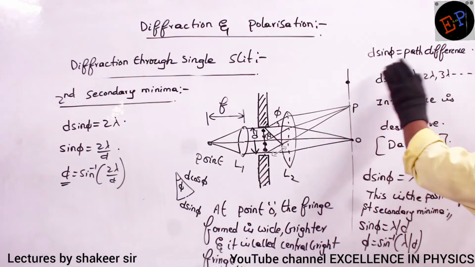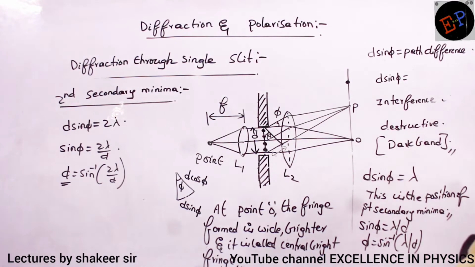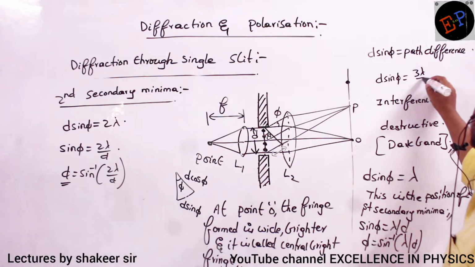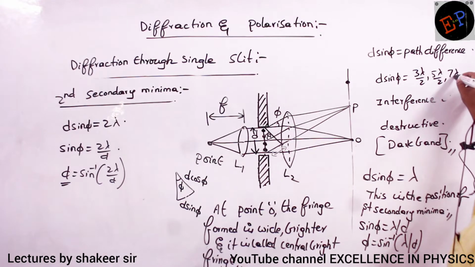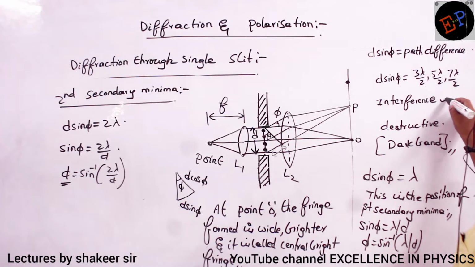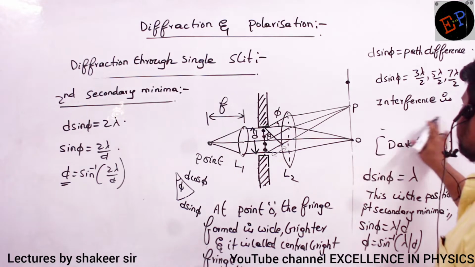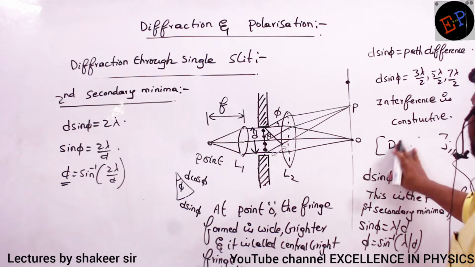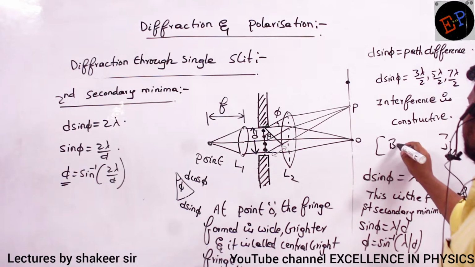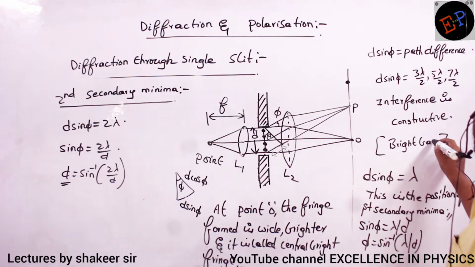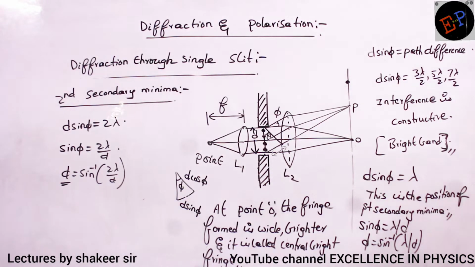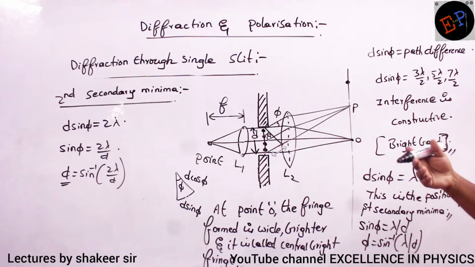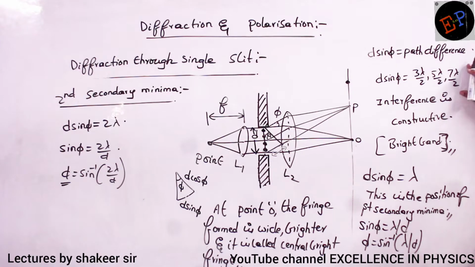Now see, when d sin phi is equal to lambda plus lambda by 2, that is 3 lambda by 2, 5 lambda by 2, 7 lambda by 2, interference is constructive. Interference is constructive. Okay. So I will get a white band or bright band. Are you able to understand what is happening? At 3 lambda by 2, 5 lambda by 2, 7 lambda by 2, 9 lambda by 2, when path difference is this much, then I will get a bright band.